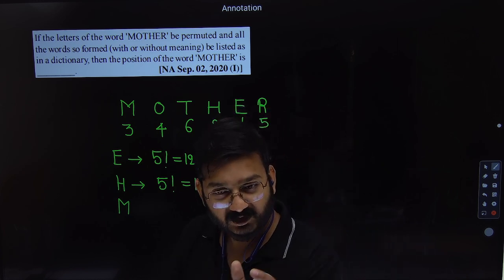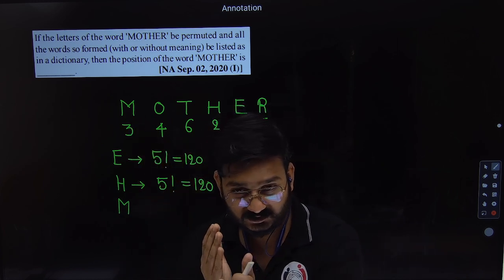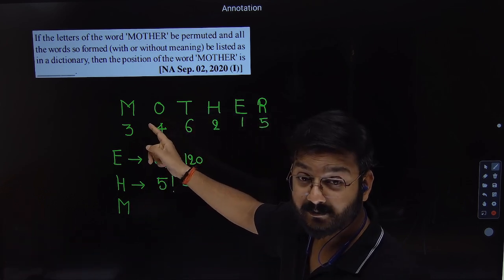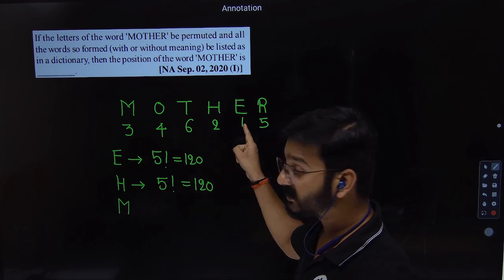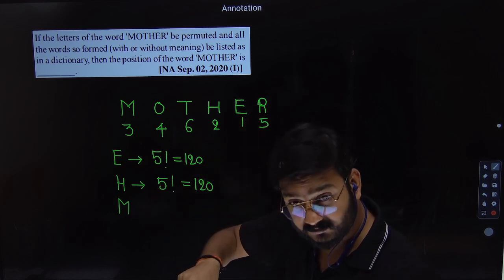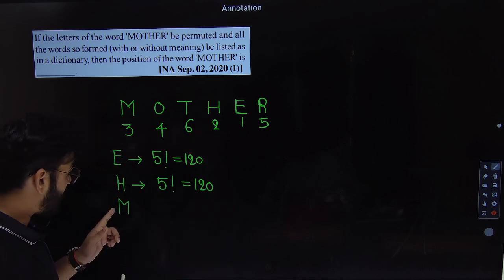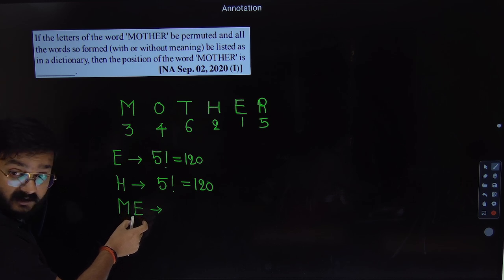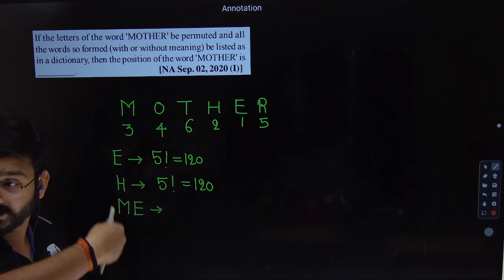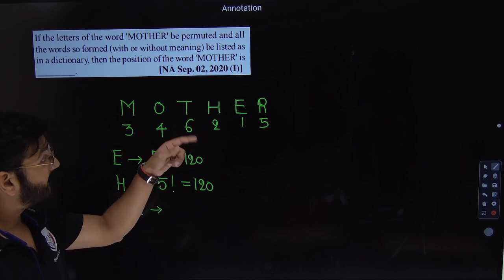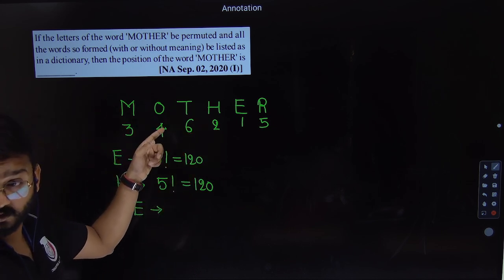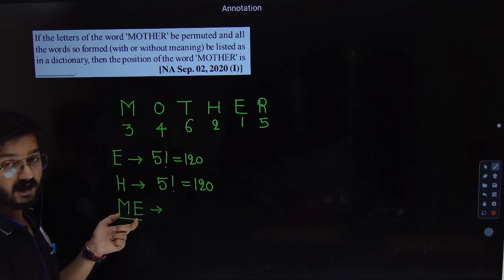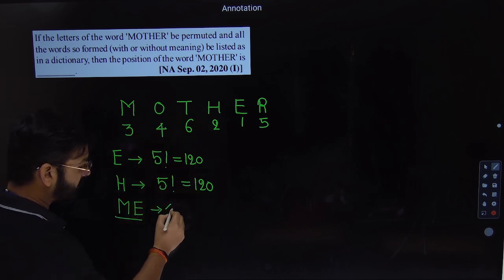So be careful. The moment you reach the first letter, you need to choose the letters one by one. After M, what do you want? O. But according to the dictionary, what will come after M? E. And after E, what will come? H. So see this. After M, according to the dictionary, what will come? E. But I want O here. So I will go one by one. M, E, then M, H, then M, O. So how many words will start with ME? Two are gone. How many are left? Four. Four factorial.